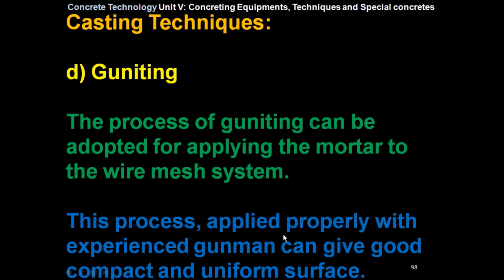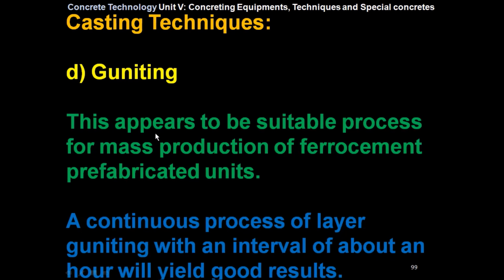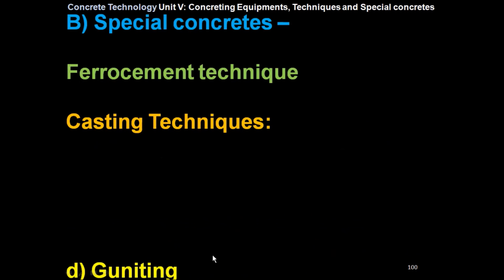This process, applied properly with an experienced gunman, can give a good, compact and uniform surface. This appears to be a suitable process for mass production of ferrocement prefabricated units. A continuous process of layer gunniting with an interval of about an hour will yield good results. So we have seen the fourth casting technique of ferrocement, that is gunniting.